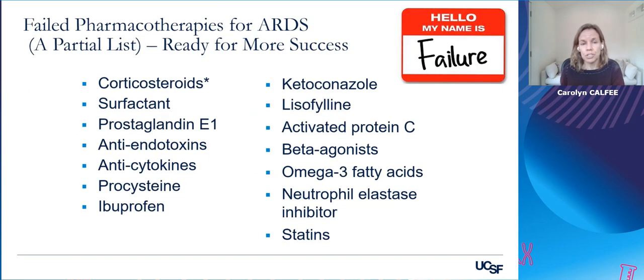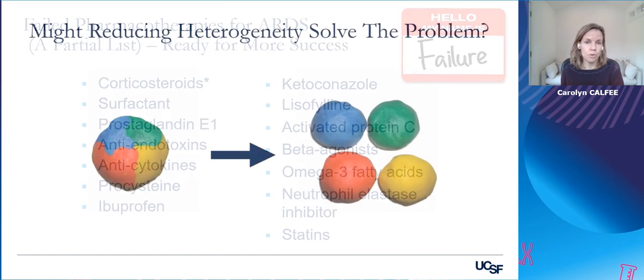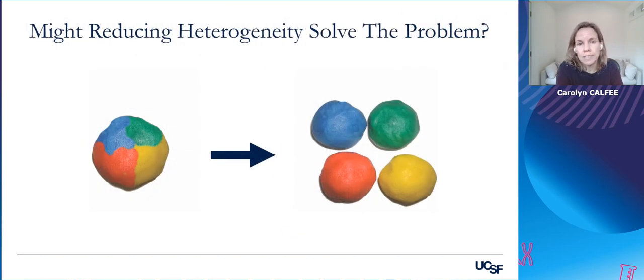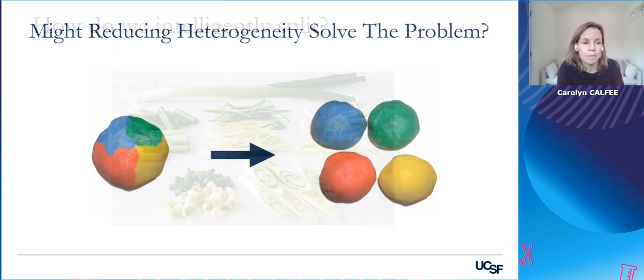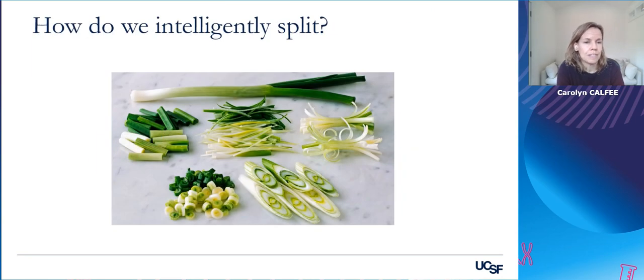And I think in part this search has been motivated by the fruitlessness of our search for an effective pharmacotherapy for ARDS. This is just a partial list of some of the many drugs that have seemed to be effective in early phase animal studies and early phase clinical trials, and yet have failed to translate consistently to effective benefit in our patients. So the hypothesis here is that reducing some of this heterogeneity, or splitting more thoughtfully, might solve the problem. So the question is, how do we do this intelligently? What's the best way to slice the onion?